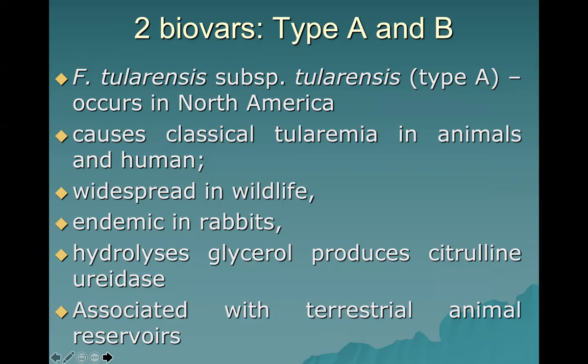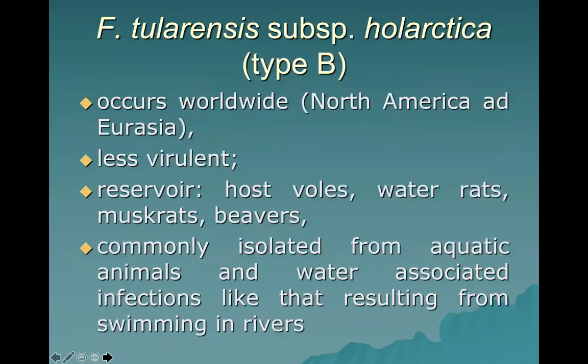So Francisella tularensis is an important zoonotic pathogen, widespread in wildlife, endemic in rabbits, known to hydrolyze glycerol, that produces citrulline ureidase, associated with terrestrial. When we say terrestrial, those are the animals that are found in the land or living in land. So terrestrial animal reservoirs are associated with the type A of Francisella tularensis.